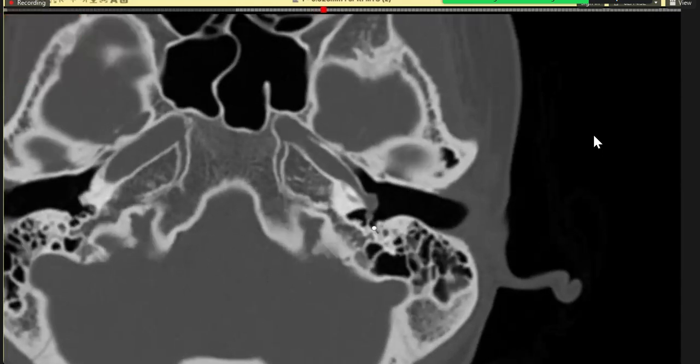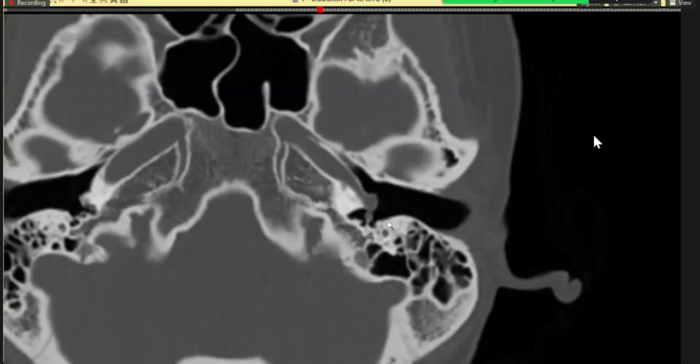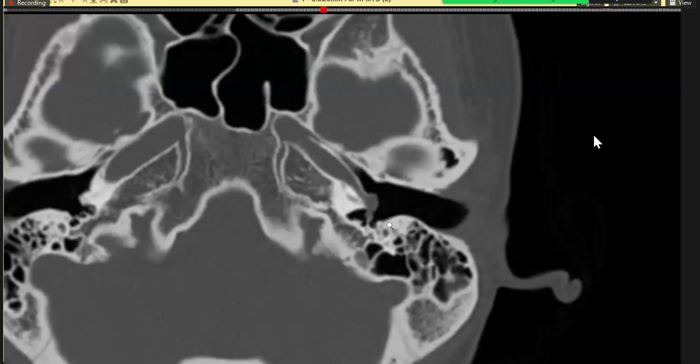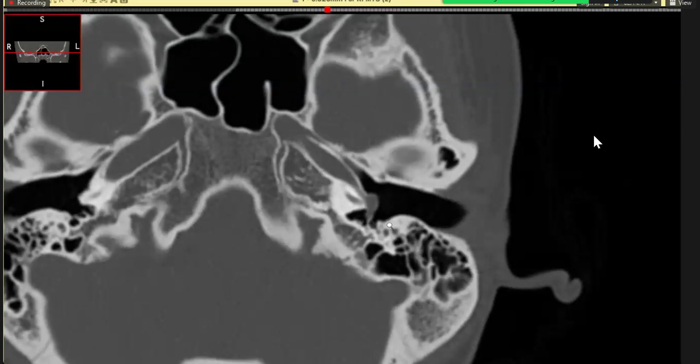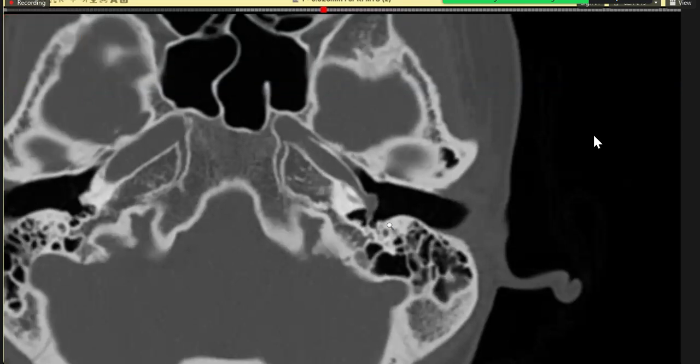What do you think is this? Sir, this soft tissue is most probably in the hypotympanum, and this can be cholesteatoma from the pars tensa of the tympanic membrane, which is extending to the hypotympanum.